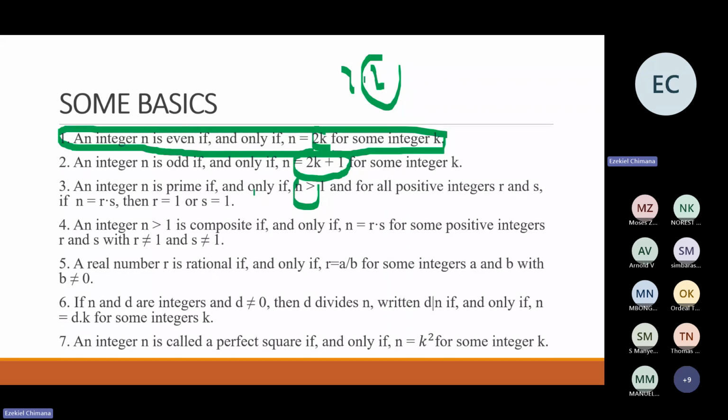What is a prime number? What do you think is a prime number?